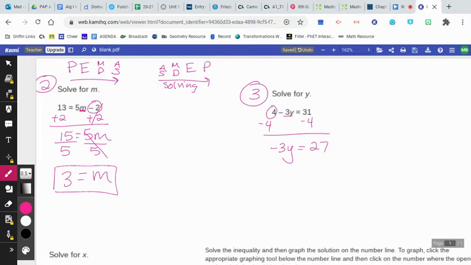This is multiplication whenever I have a number next to a variable. So the inverse of multiplying by -3 is to divide by -3. Dividing both sides by -3, I get y is equal to -9.